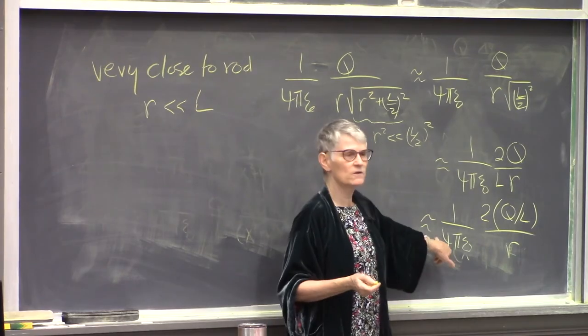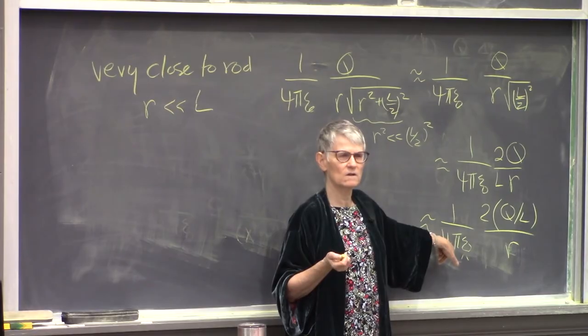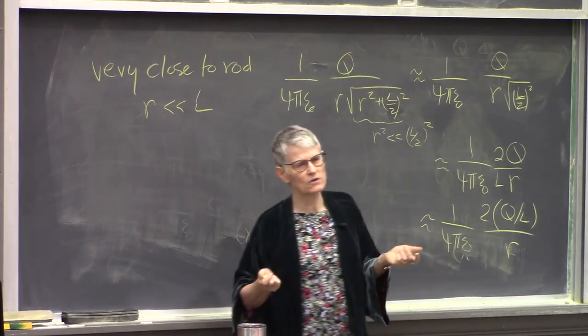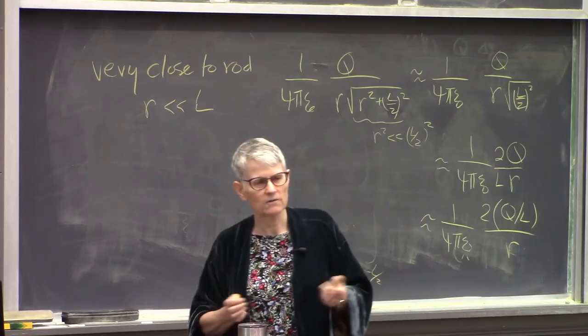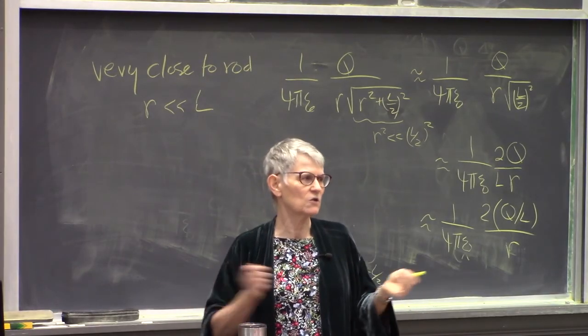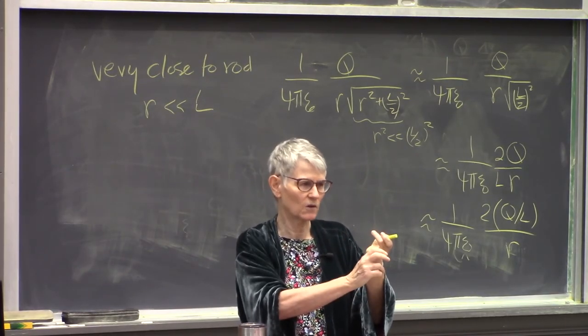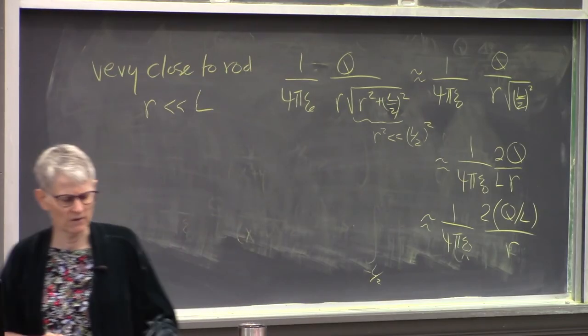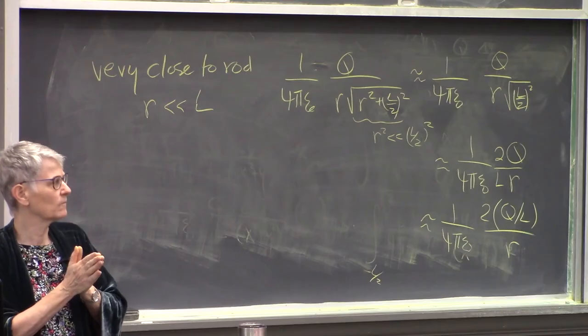And the only variable in this expression is R. So it looks like if you're close to this rod, the electric field is falling off like 1 over R. So we had a 1 over R squared, we had a 1 over R cubed, and now we have a region where the electric field is falling off like 1 over R.